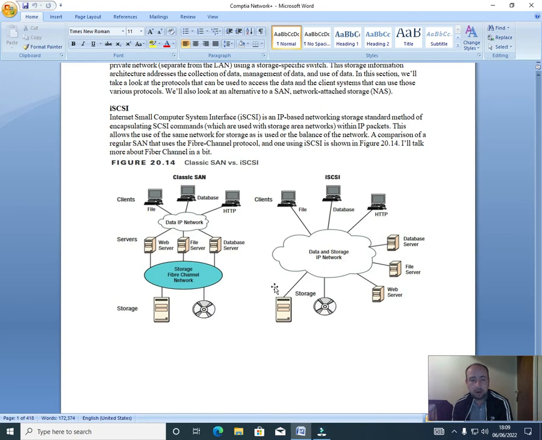A comparison of a regular SAN that uses the fiber channel protocol, and one using iSCSI is shown in figure 20.14. I'll talk more about fiber channel in a bit.